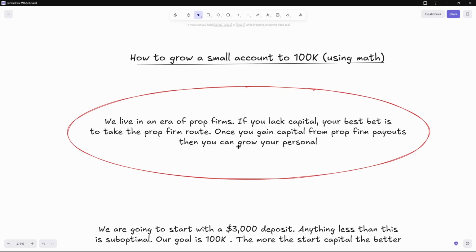If you only have $100, $200, get a prop firm challenge or something and try to pass that prop firm challenge, and then the payouts from the prop firms you put in your personal account. Do not try to flip a $100 or $200 account. Your risk of ruin is insanely high.